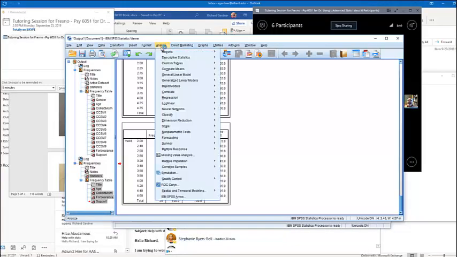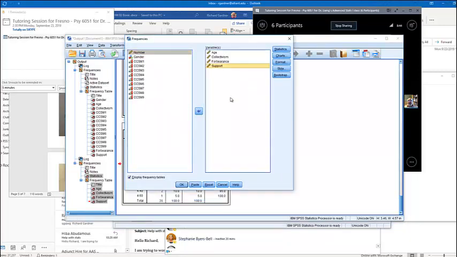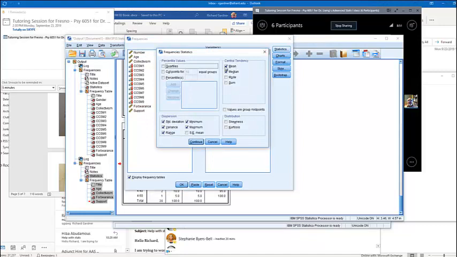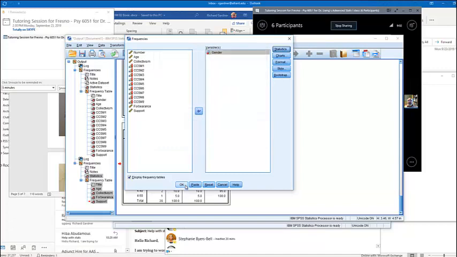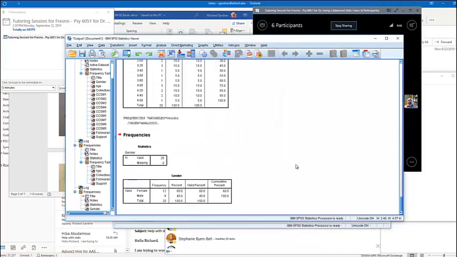We'll go back to Analyze, Descriptive Statistics, Frequencies, and this time we will just do gender. It should tell us how many males and how many females. But again, we don't need the mean, the median, or any of that stuff. It should tell us how many are in each. So no percentiles. Let's see what that looks like. There it is right there. So gender, 60% female, 40% male.